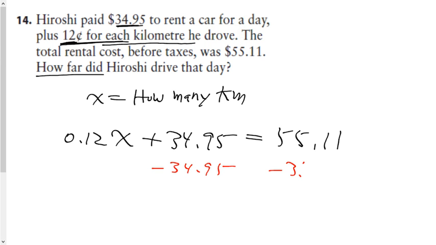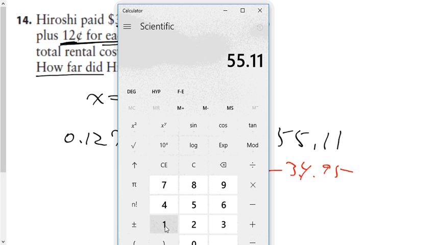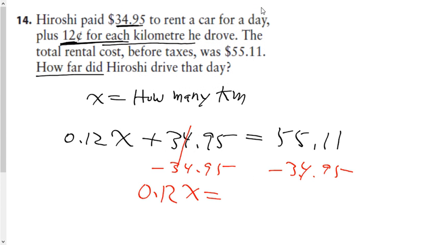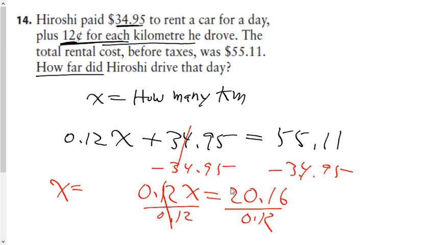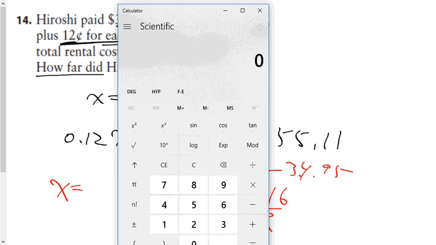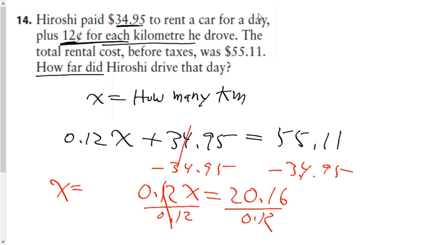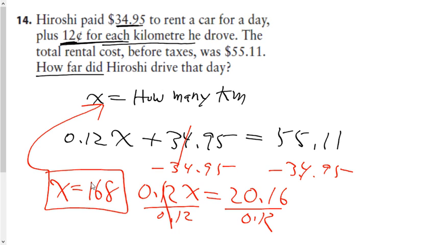Subtract the cost of the car rental to get just the cost of the mileage. And the cost of your mileage will equal $55.11. Take away $34.95. 20.16. So if I divide both sides by the 12 cents, x will equal 2016 divided by 12 equals 168. Is that right? So therefore, he drove 168 kilometers.